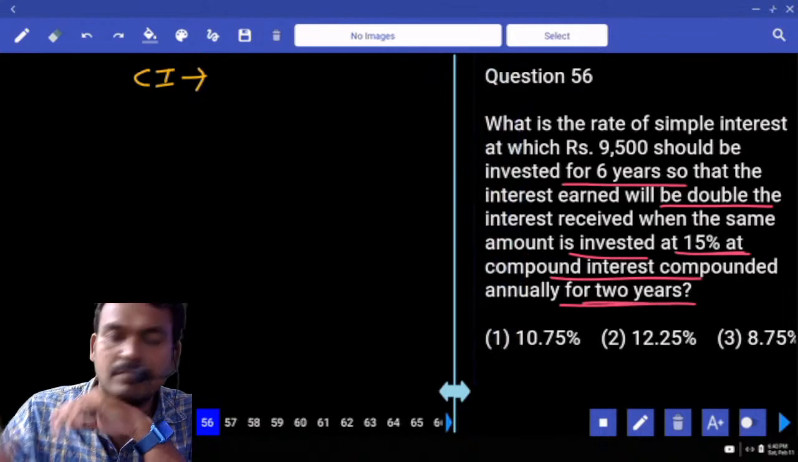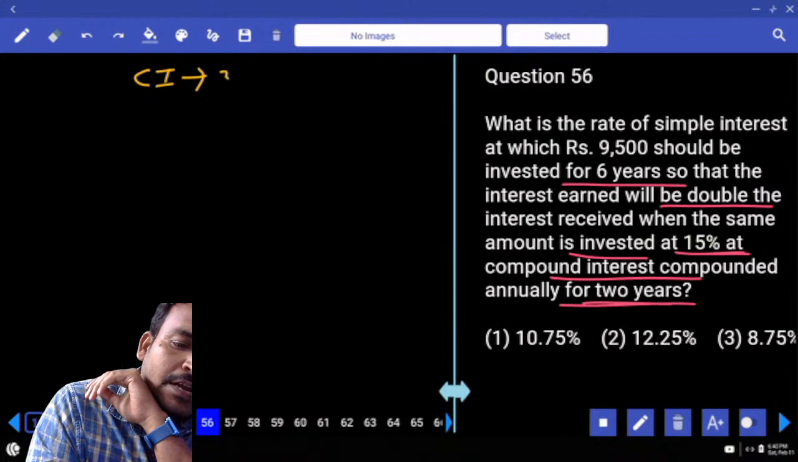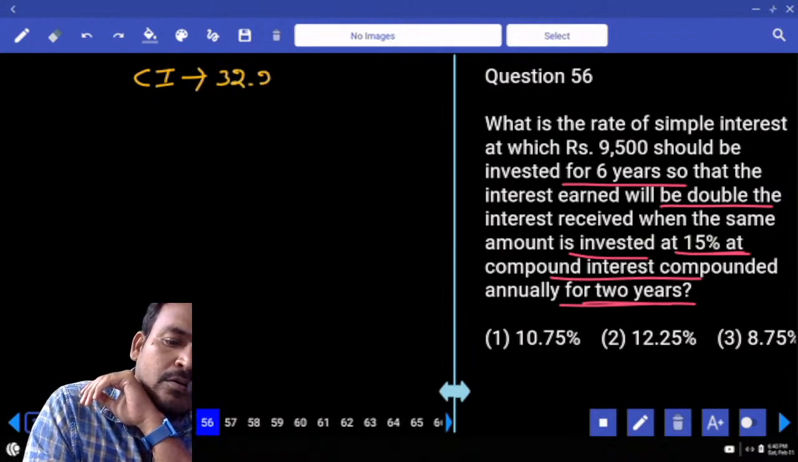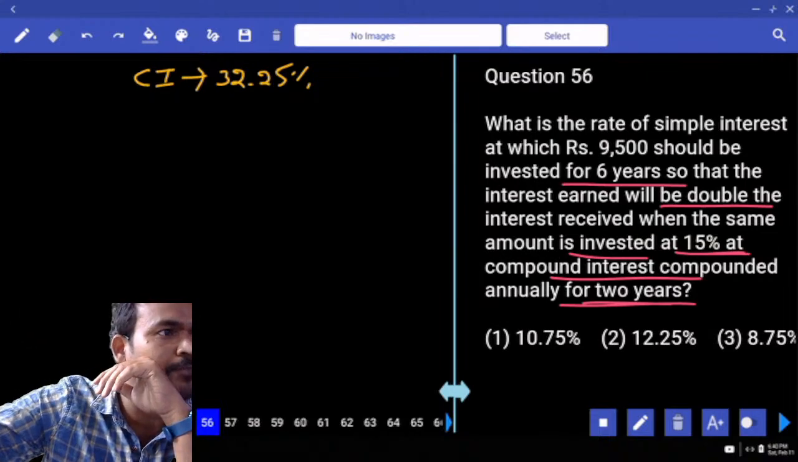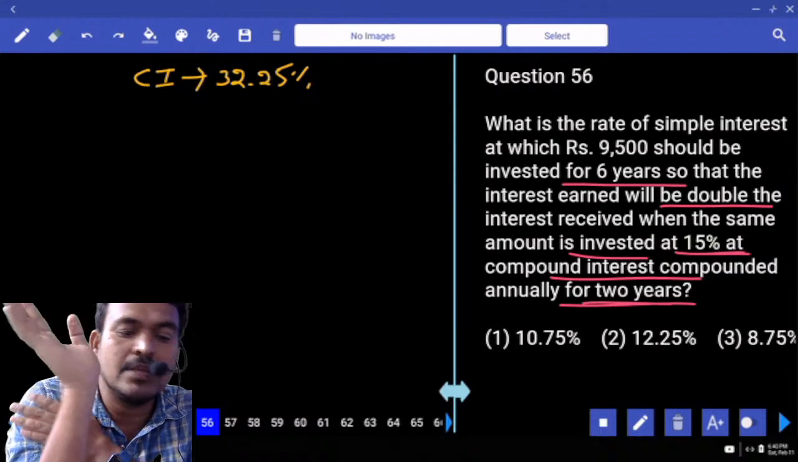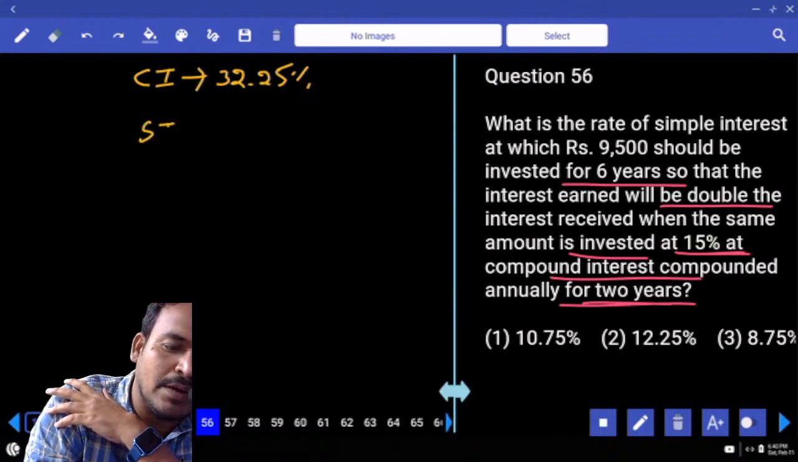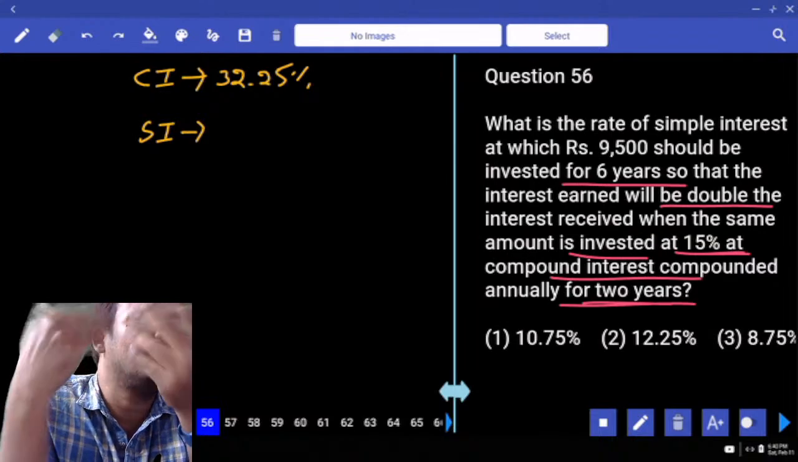15% for how many years? 2 years. 15% for 2 years means what is the compound interest? 32.25%. First year 15, second year 15 plus 15% of 15%. How much? 32.25%. It is compound interest. But simple interest is double the which one? Compound interest.